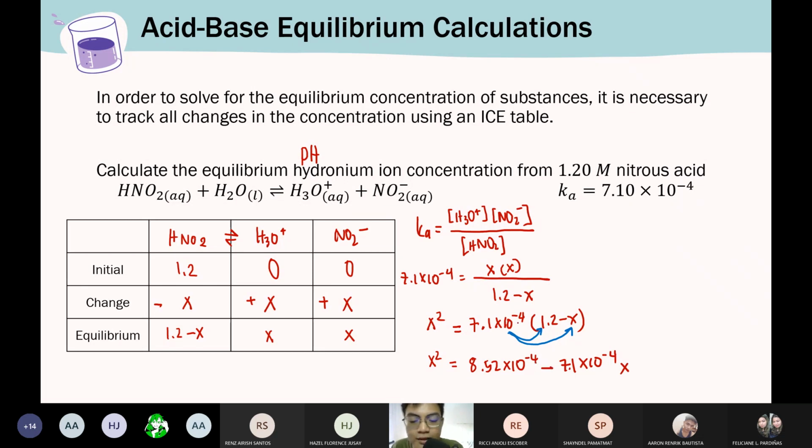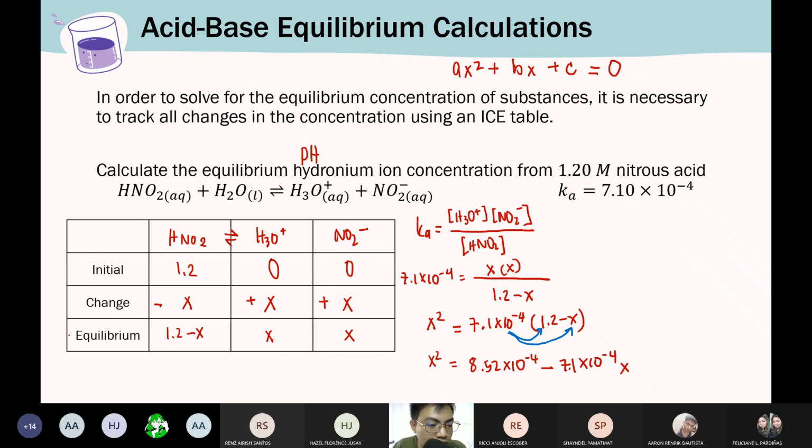Yan. And then, you have your quadratic equation, almost okay na siya. But you have to arrange it in this manner: ax square plus bx plus c equal 0. So, kailangan i-arrange mo siya ng ganyan na.